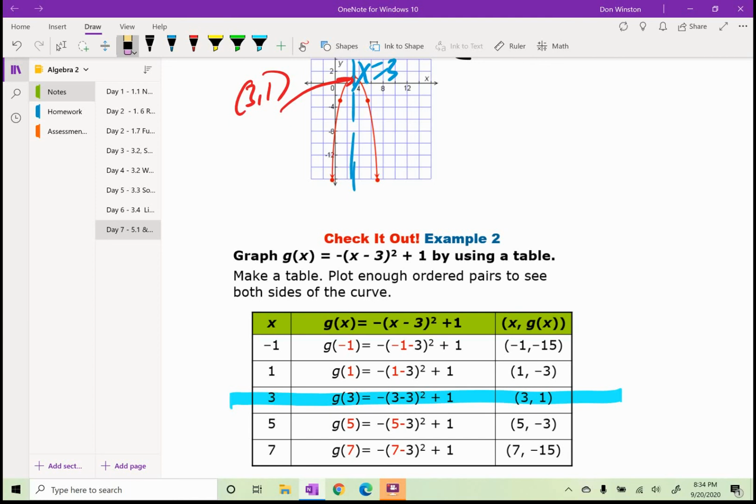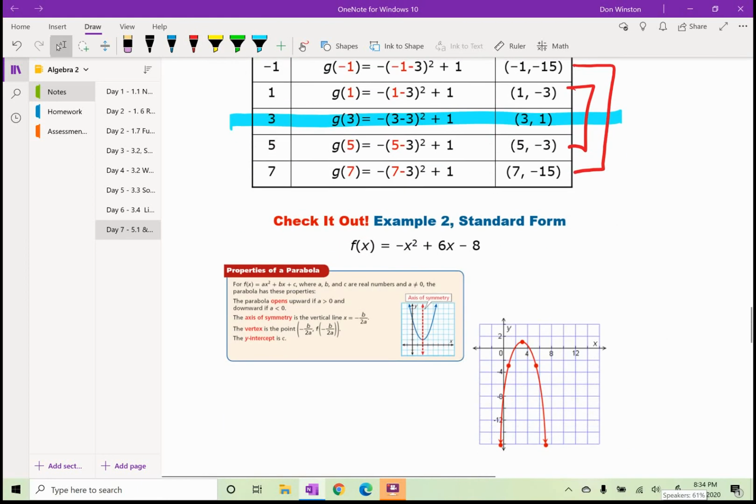Then you evaluate those points in the vertex form of the equation. And again, you can see the symmetry there. 1 is 2 units away from 3, and 5 is 2 units away from 3. We'll get the same y value. -1 is 4 units away from 3, and 7 is 4 units away from 3. We'll get the same y value. Again, symmetry.